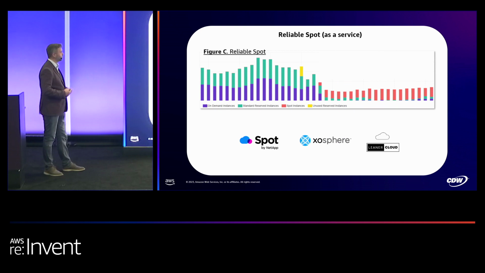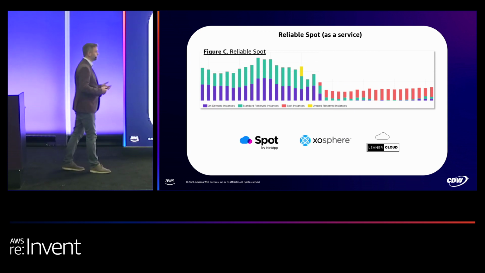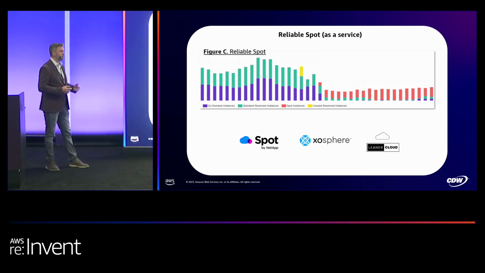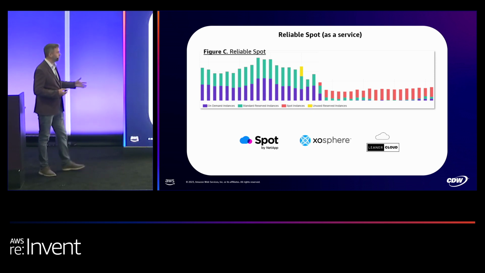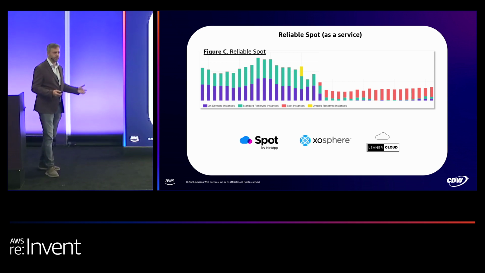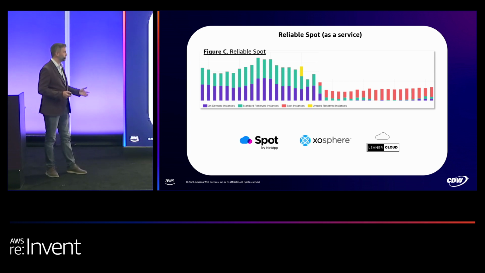There's also reliable Spot. So Spot is a way to save, but it's typically not reliable if you just use it out of the box with AWS. These tools leverage the Spot technology and will make it more reliable. You can start to shift not just lower environments, but also with appropriate testing, you can move some of your production workloads over to these platforms as well. And this all works within the AWS ecosystem.